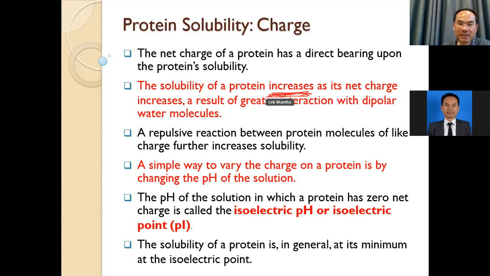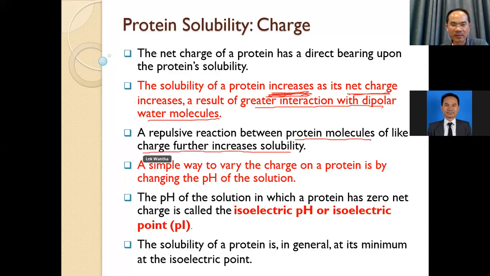Protein solubility in water increases with charge. What does it mean when the solubility increases? There is greater interaction with the dipolar water molecules, which means higher solubility in water. It is difficult to precipitate the protein out of the solution if the charge is higher in value. There is also repulsive interaction between protein molecules, so charge increases solubility as well.